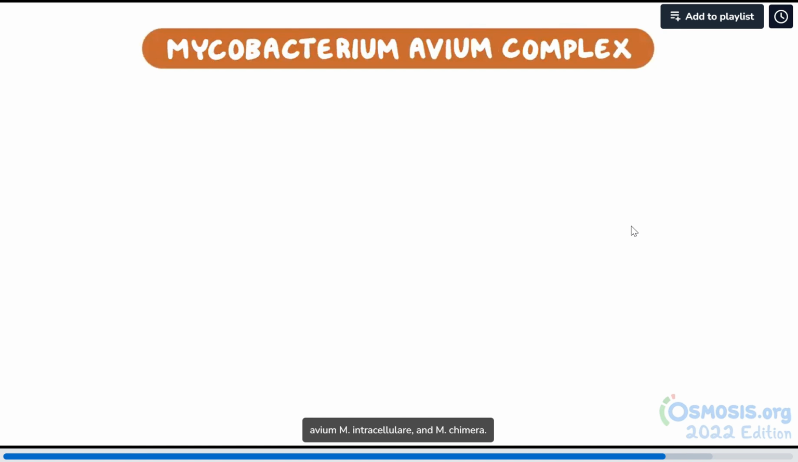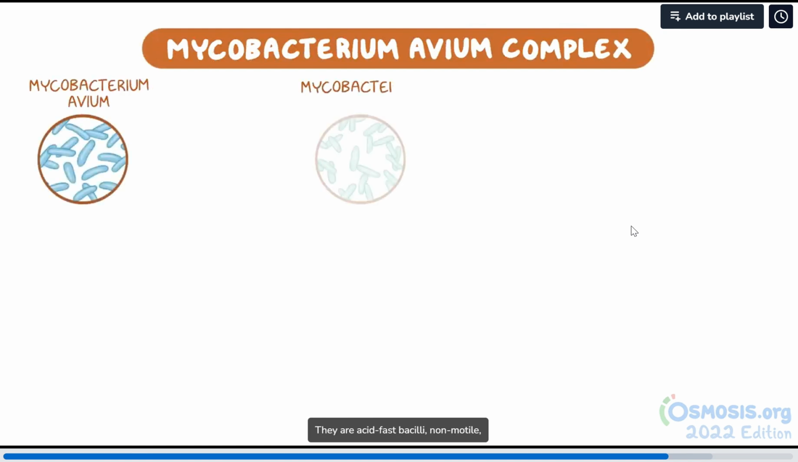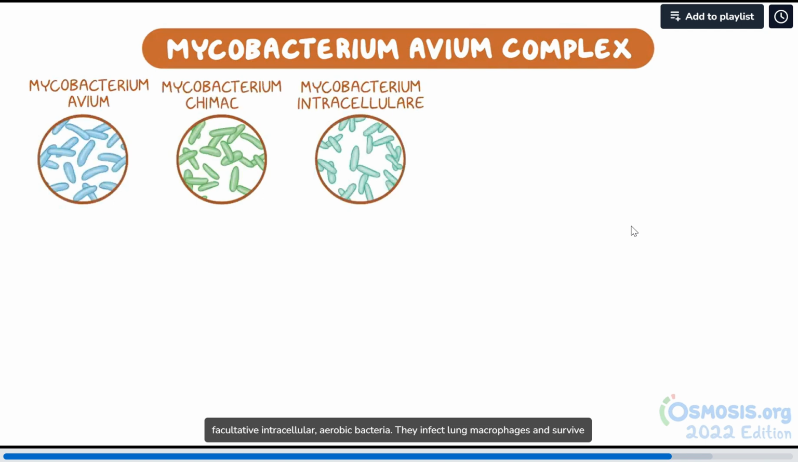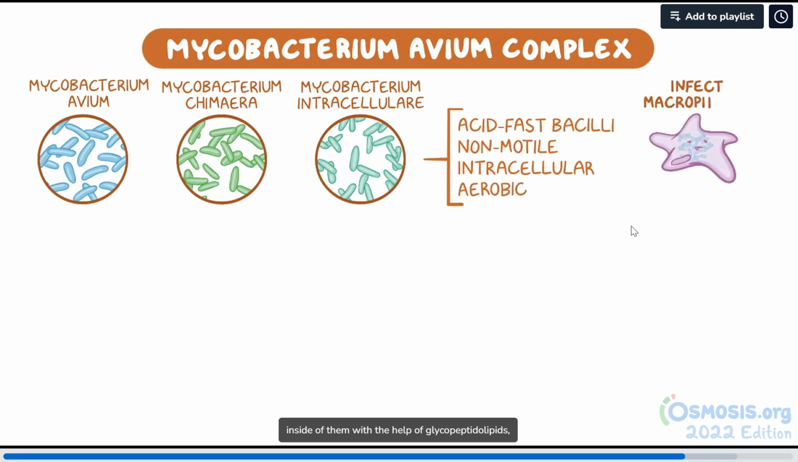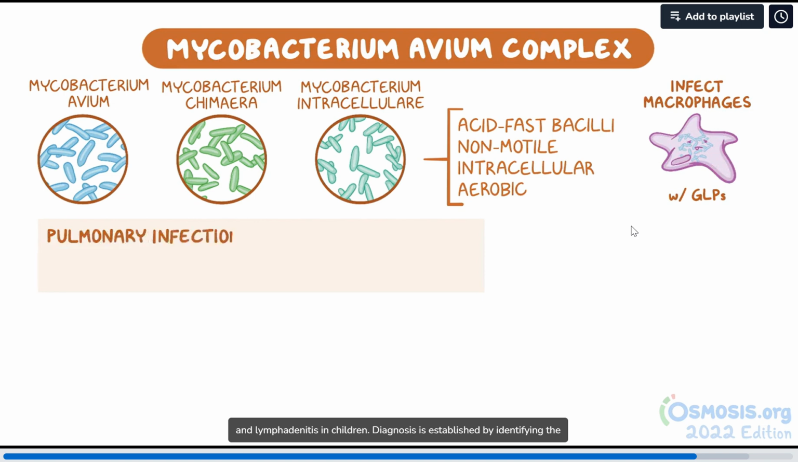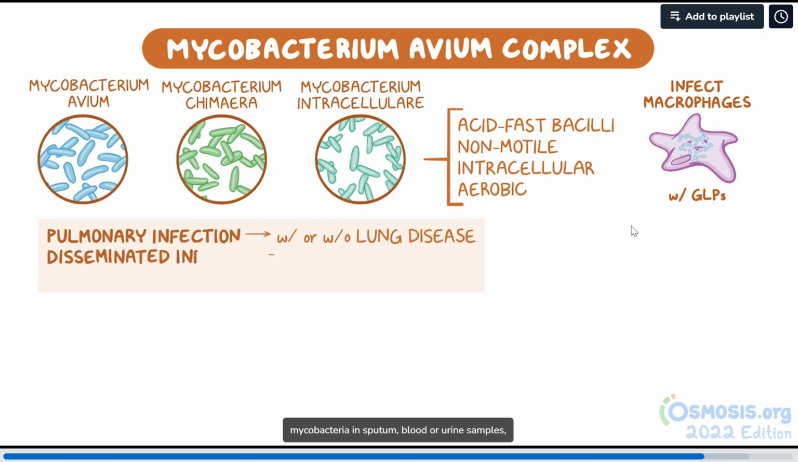Alright, as a quick recap, the Mycobacterium avium complex includes M. avium, M. intracellulare, and M. chimera. They're acid-fast bacilli, non-motile, facultative, intracellular aerobic bacteria. They infect lung macrophages and survive inside of them with the help of glycopeptidolipids, or GLPs, causing 3 types of infections: pulmonary infection in people with or without underlying lung diseases, disseminated infection in people with AIDS, and lymphadenitis in children.